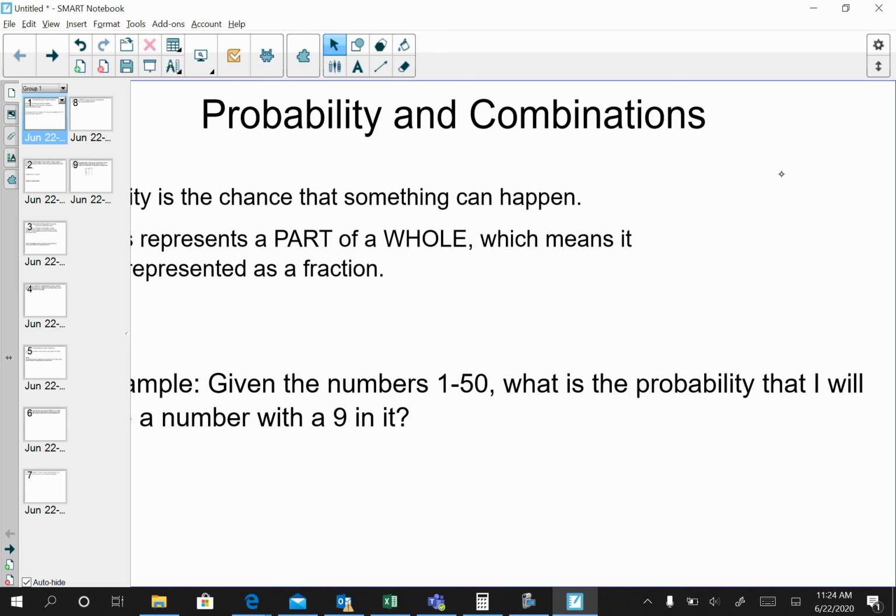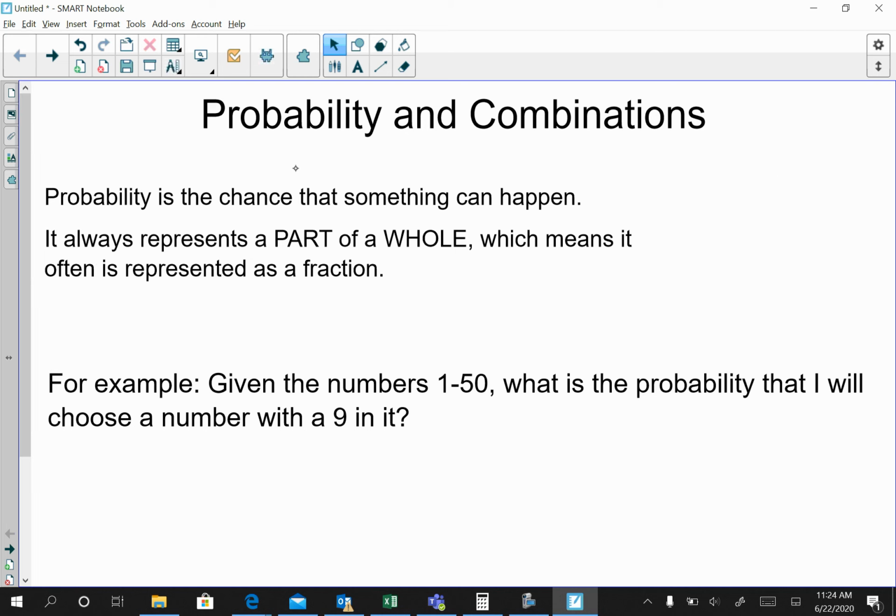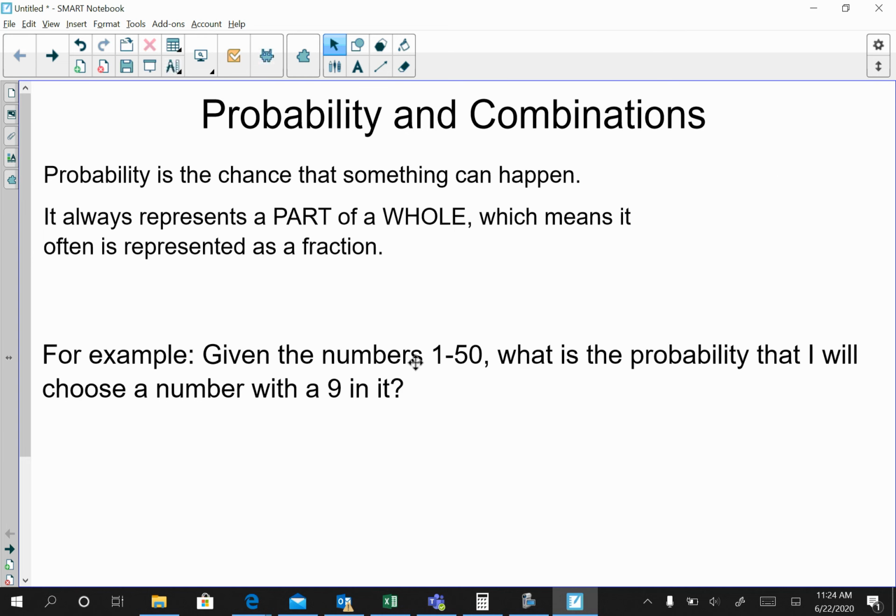Okay, this video is on probability and combinations, which is pretty much like the last thing you do in Algebra 2. So probability is the chance that something can happen. We talk about this in our daily life with the weather or a hurricane or something like that. That's something that we're used to saying. There's a 70% chance of this. It can be used in so many different ways. That's just the one that is the most common to us.